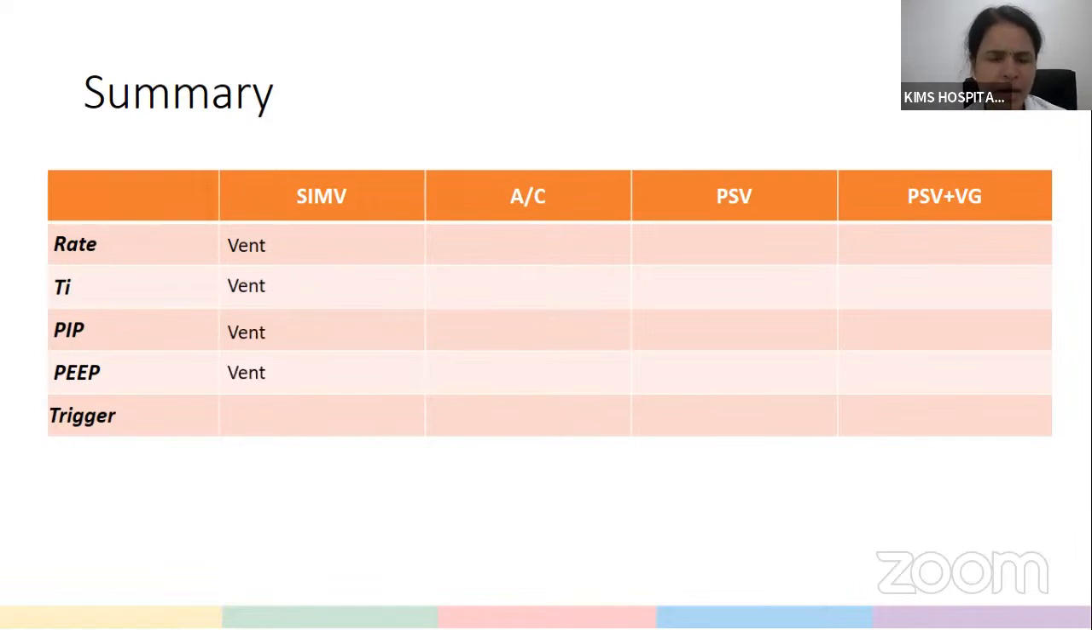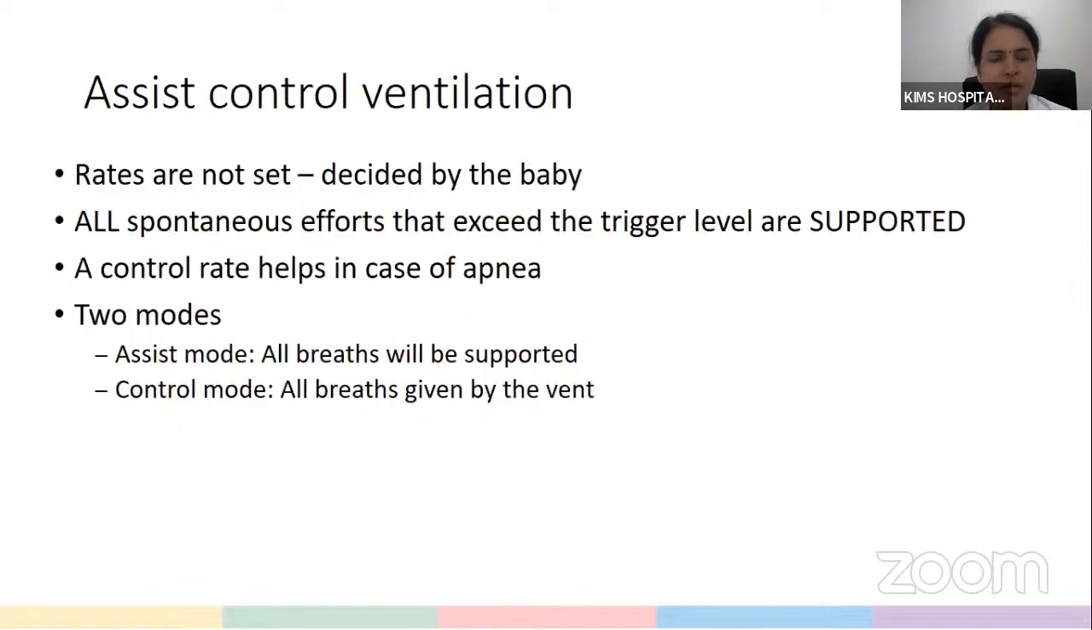All other parameters, I time, PIP, PEEP, are decided by us, exactly like in IMV mode of ventilation. And trigger is decided by the baby. So we allow the baby to actually trigger or initiate the ventilation, as we discussed, in some breaths.